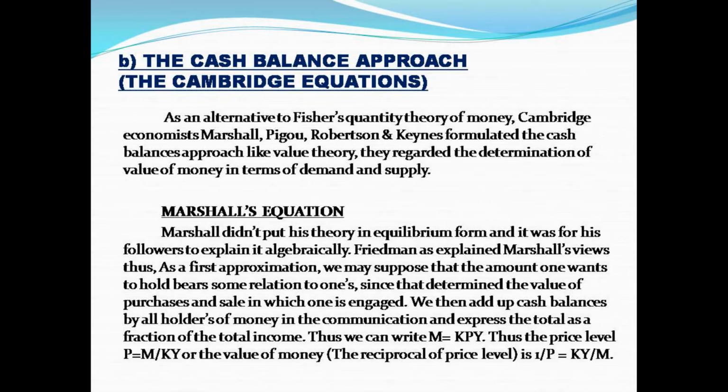Therefore, the concept of velocity of circulation is altogether discarded in the cash balances approach because it obscures the motives and decisions of people behind it. On the other hand, the concept of demand for money plays the major role in determining the value of money. The demand for money is the demand to hold cash balance for transactions and precautionary motives.